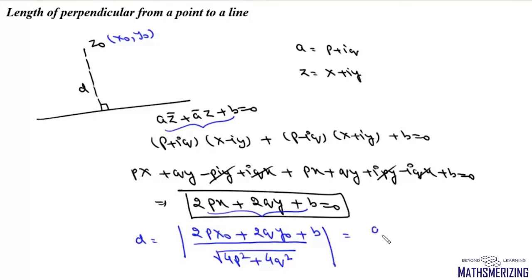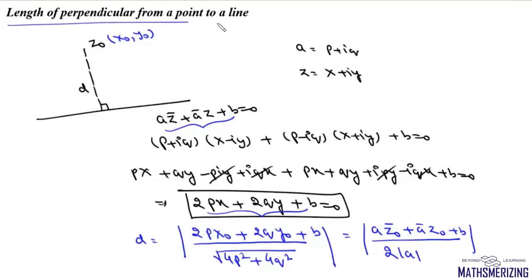which is A Z bar plus A bar Z plus B when the value of Z is Z0. It will be A Z0 bar plus A bar Z0 plus B, and its modulus upon, now here we'll take 2 common and we get under root of P square plus Q square, which is mod of A. So the perpendicular distance of this point Z0 from this line will be the modulus of (A Z0 bar plus A bar Z0 plus B) upon 2 mod A. So this is how we can find the length of perpendicular from a point to a line in complex numbers.